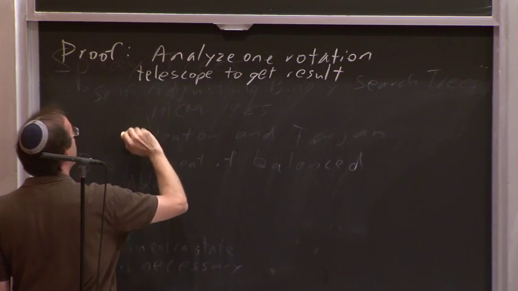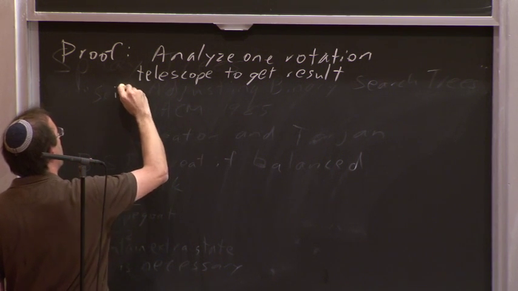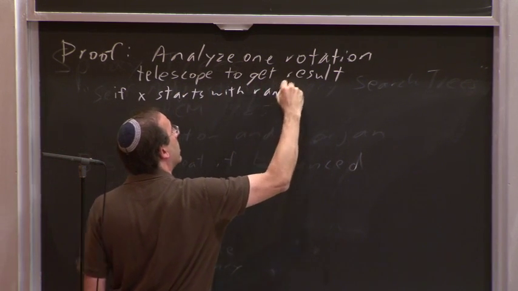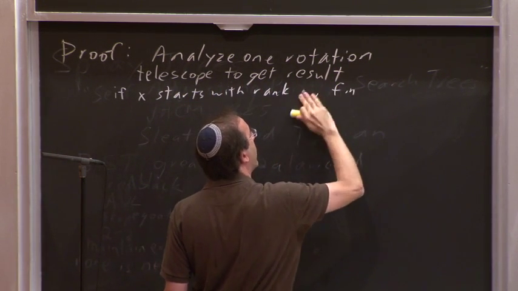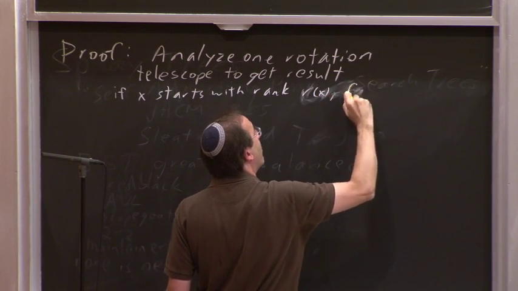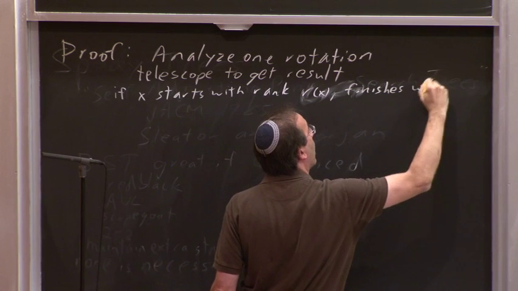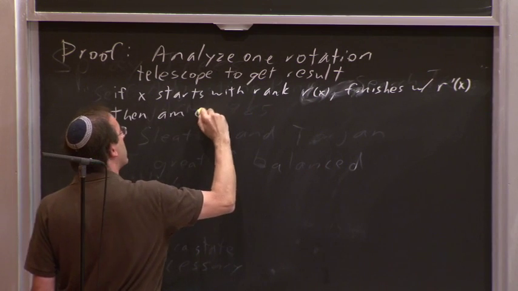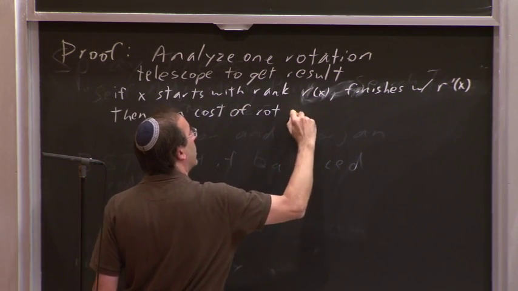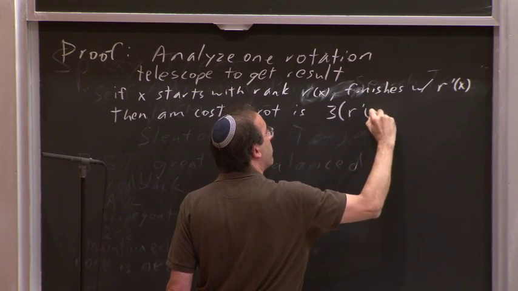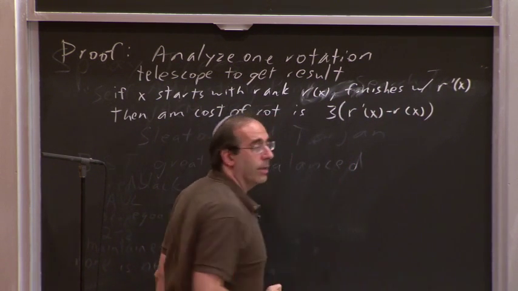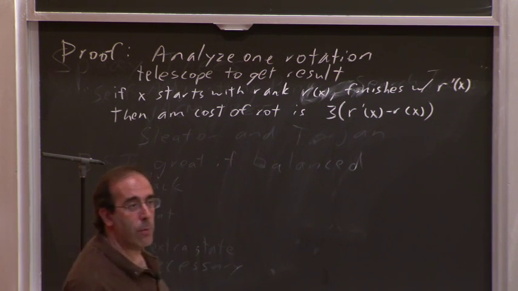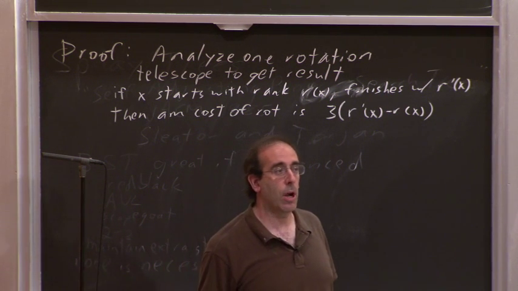In particular, what I'm going to show is that if x starts with rank r of x and finishes with r prime of x, then the amortized cost of the rotation is 3 times r prime of x minus r of x. Okay. So why does that produce what I want? Why can I then use that in order to argue the access lemma?